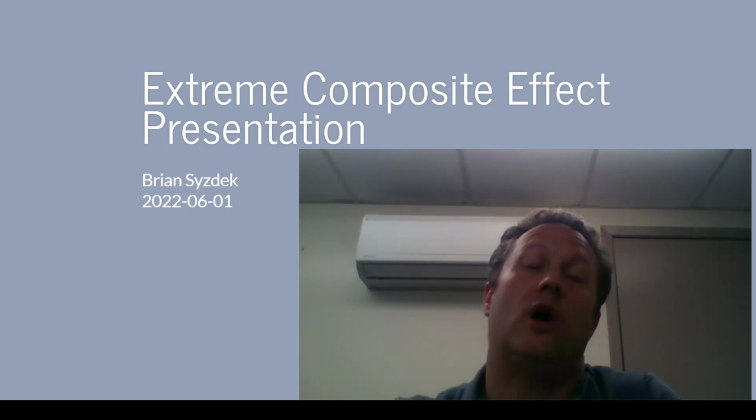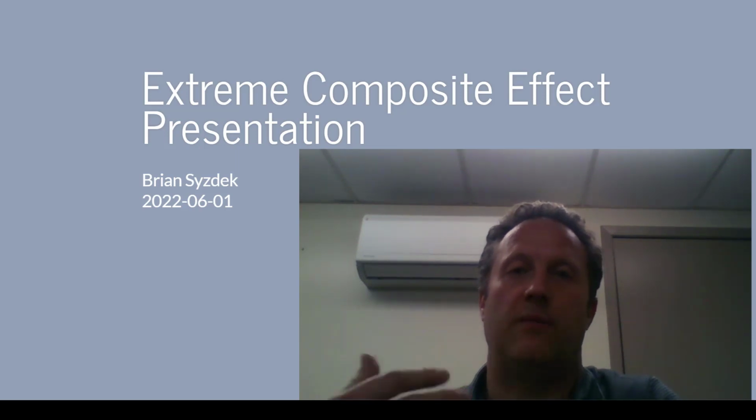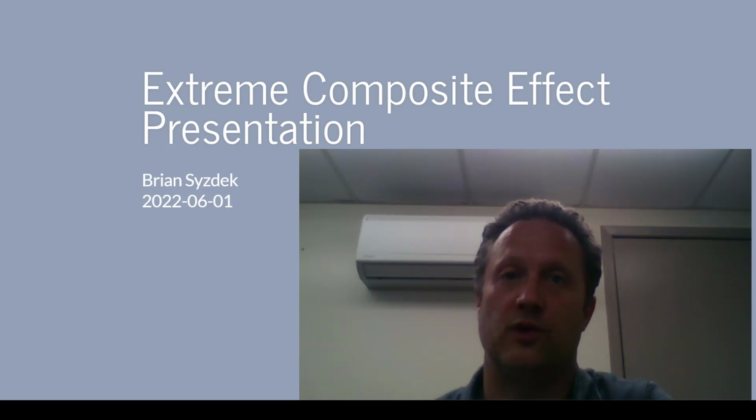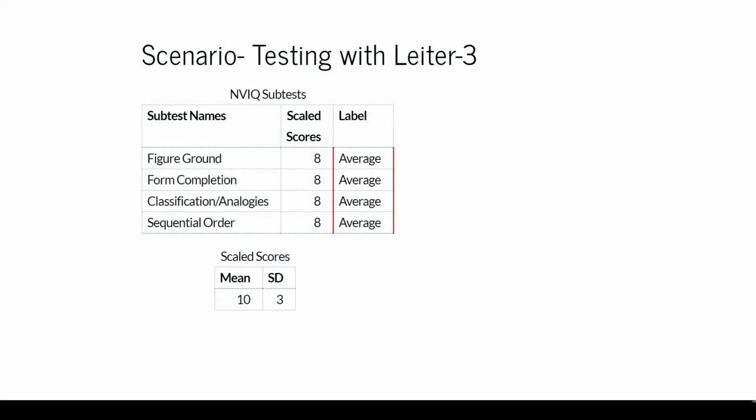We're going to talk about an effect that occurs in psychological testing wherein the composite of subtests ends up being more of an extreme score than the subtests themselves. I often get questions from people who have administered a test and find that subtests are in a certain range, they tend to be within the same range, and the composite does not correspond to the average of those subtests.